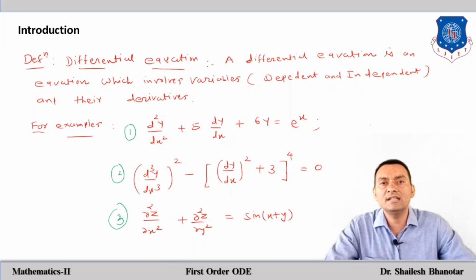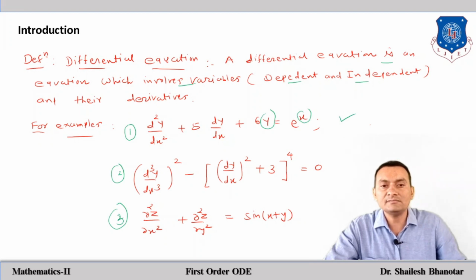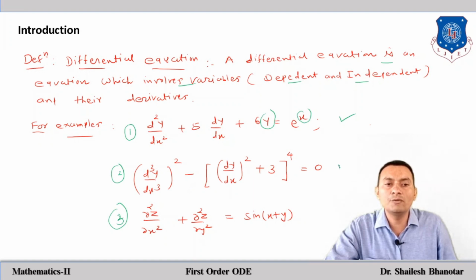So first, what is a differential equation? A differential equation is an equation which involves variables, whether dependent or independent, and their derivatives. In differential equation number one, the variables y and x are there, and also dy by dx, that is the derivative, is there, and therefore this is a differential equation. Here also you can see dy by dx and d square y by dx square are involved, therefore it is a differential equation. Again, derivative terms are there, and therefore this is a differential equation.